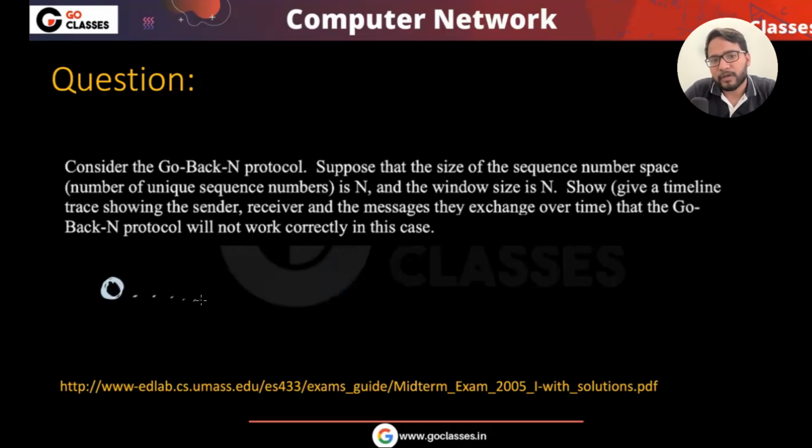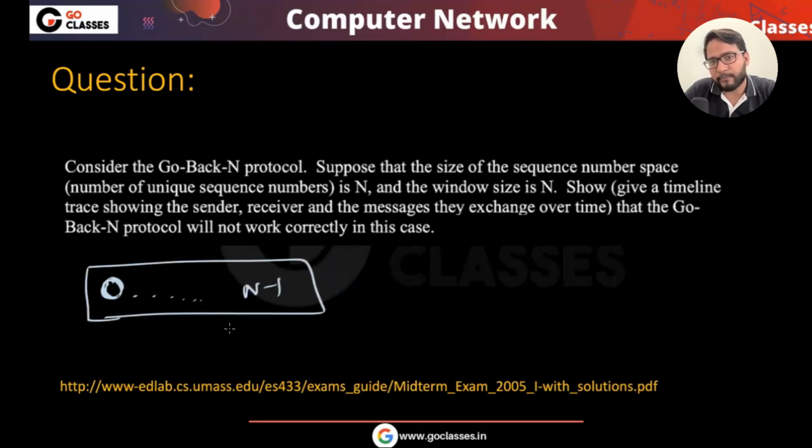So they're having 0 to n minus 1, and these are the distinct sequence numbers that you have. They're saying if you send all of them at once, which means the window size is also the same, then the Go-Back-N protocol will not work. So will Go-Back-N work or not here? No, right? Can you tell me an example?